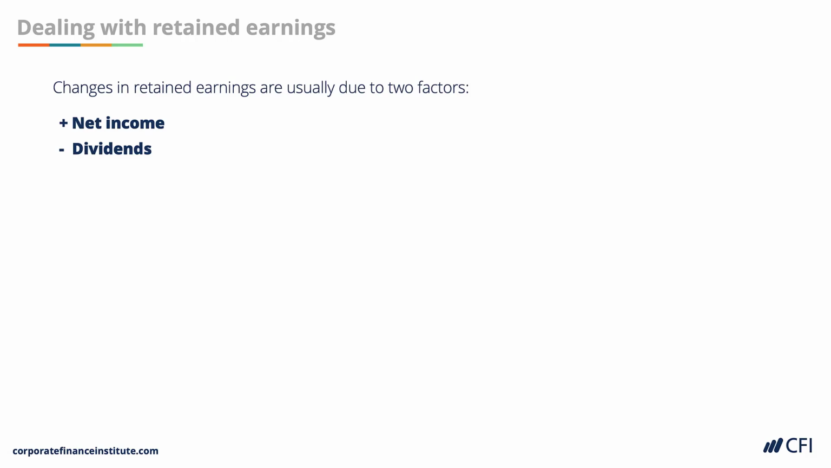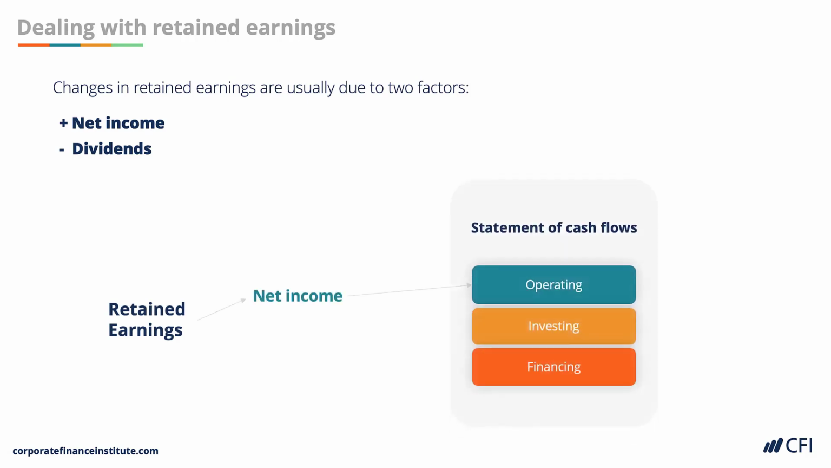So we can disaggregate this into two components and show how it flows onto the cash flow statement. The first part of retained earnings, which is net income, flows to the top of operating activities on the cash flow statement. And dividends flow to the financing section for financing activities.